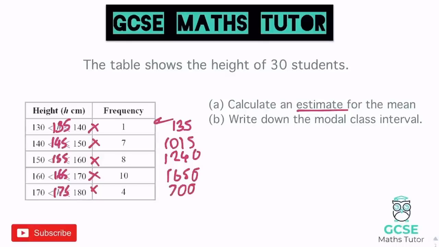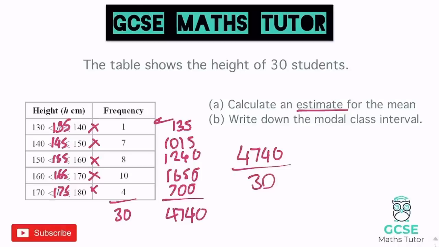And again, from here it's just the same process. We add those all together. So 700 plus 1650 plus 1240 plus 1015 plus 135 gives us a total there of 4740. And again, it said that there were 30 students there, which we can find from the bottom. So finishing the sum exactly the same as before, 4740 divided by 30 will give us an estimate here for the mean, because again we have just guessed what their heights are using those midpoints, which gives us 158.